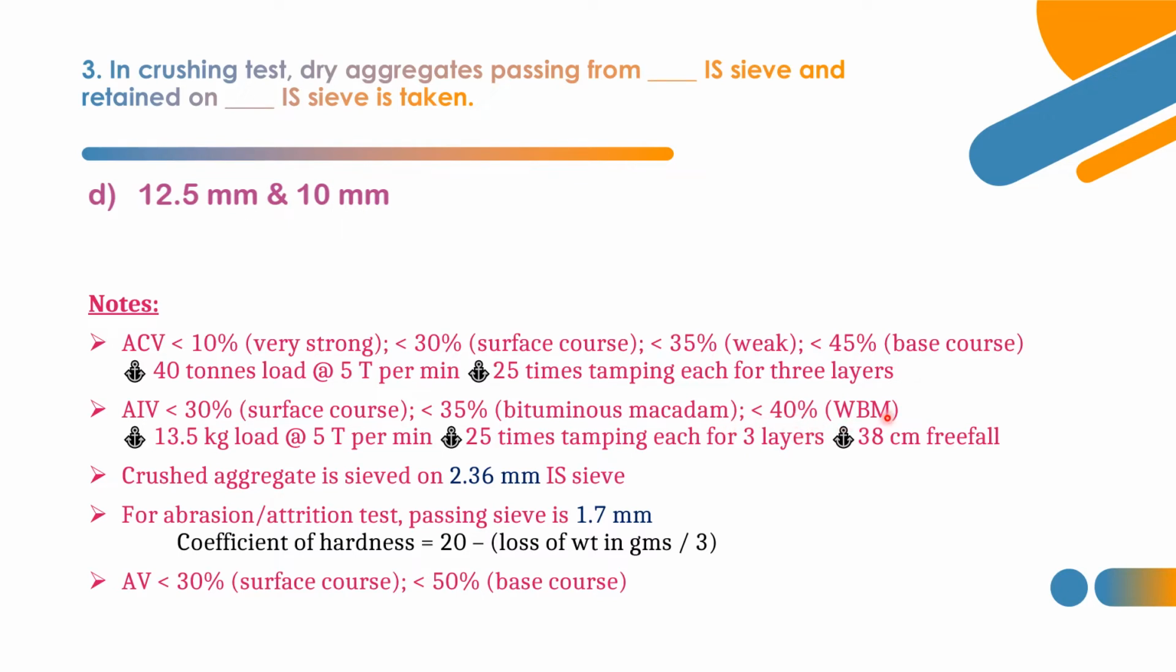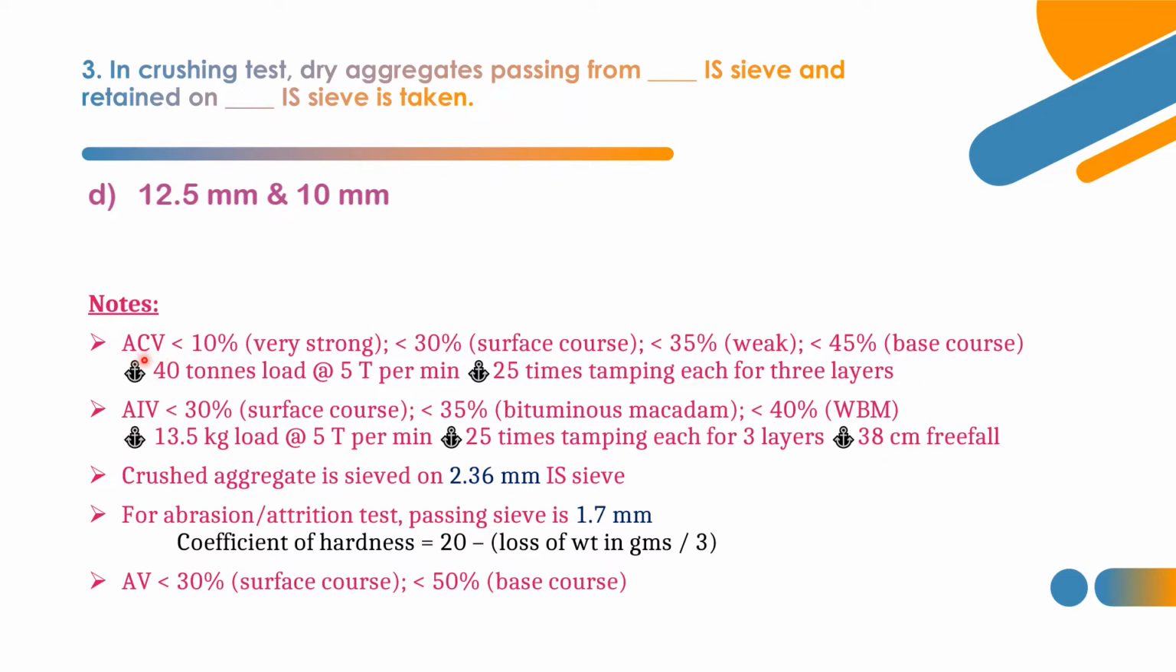If it is less than 40%, we can use those in waterbound macadam. Here also we have a 13.5 kg load at 5 tons per minute loading rate, and for each layer 25 times tamping will be given, and here a free fall of 38 centimeter will be given. Why? Because this is the impact value, that is, we are testing the toughness of that aggregate.